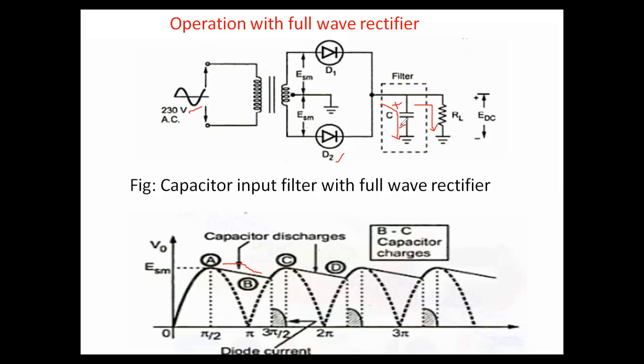The capacitor charges until the maximum value of the input. When it reaches the maximum value, the input voltage decreases again, and the capacitor discharges. It charges and discharges like this, and the process continues. Now the waveform looks like this.